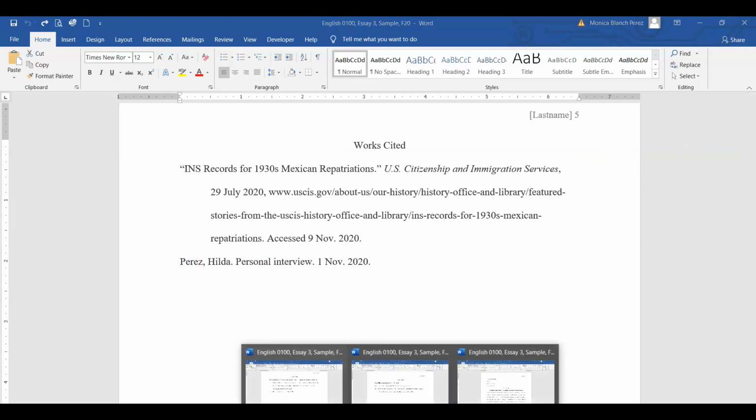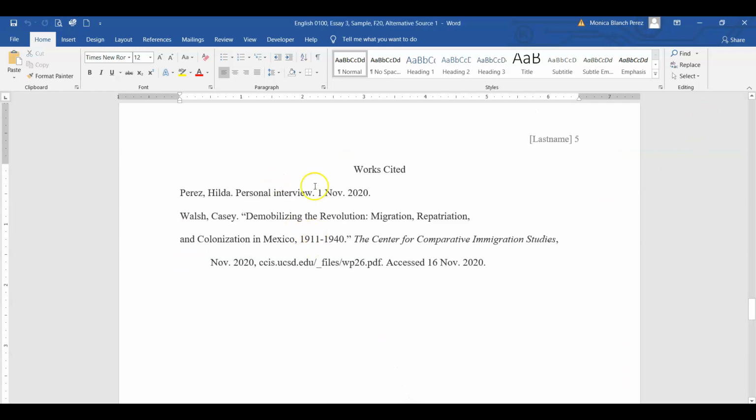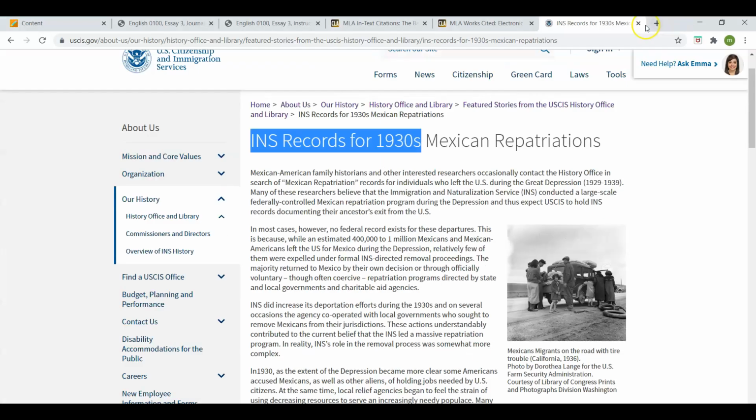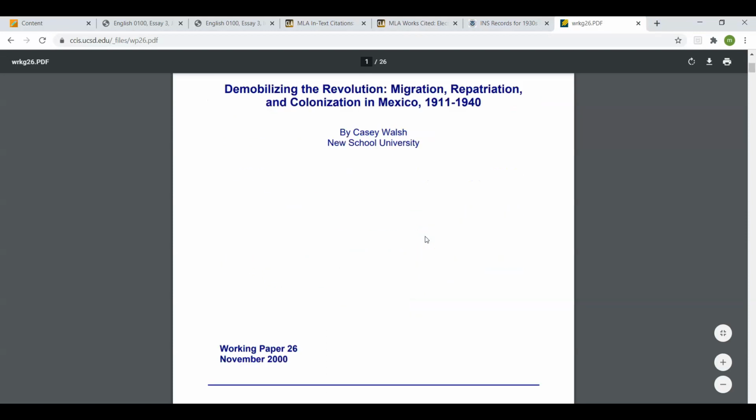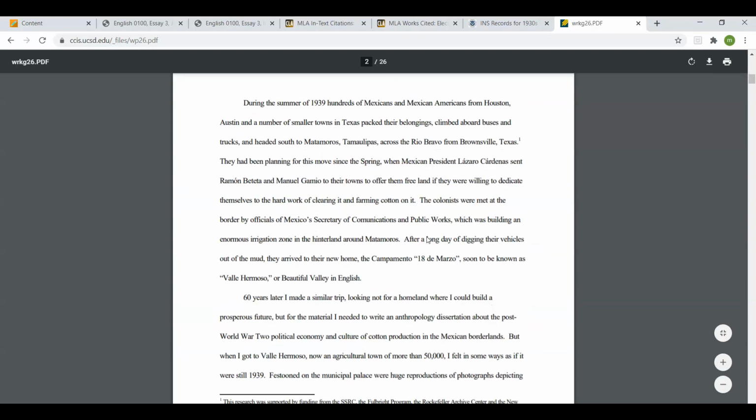But in this alternative example, P comes before W because I found an article by a person whose name is Casey Walsh. So guess what? I found an article where it does list the author. So here is the URL, copying it. I'm going to paste it. So I found another article, and actually this article is better than the one I found.